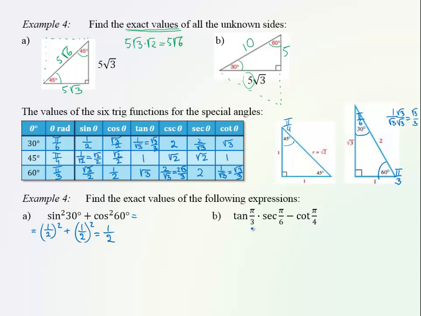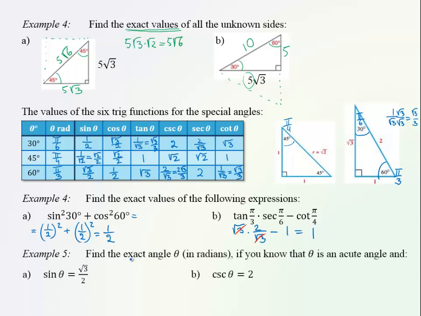Tangent of pi thirds is √3, so plug it in, √3. Secant of pi 6 is 2/√3. Cotangent of pi quarter is 1. So overall, the root 3 reduces, and we end up with 2 minus 1, which is just 1.